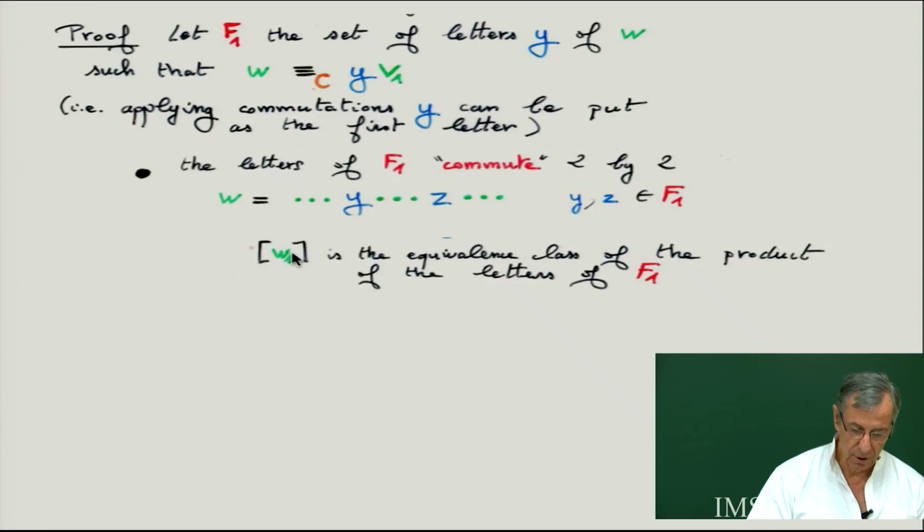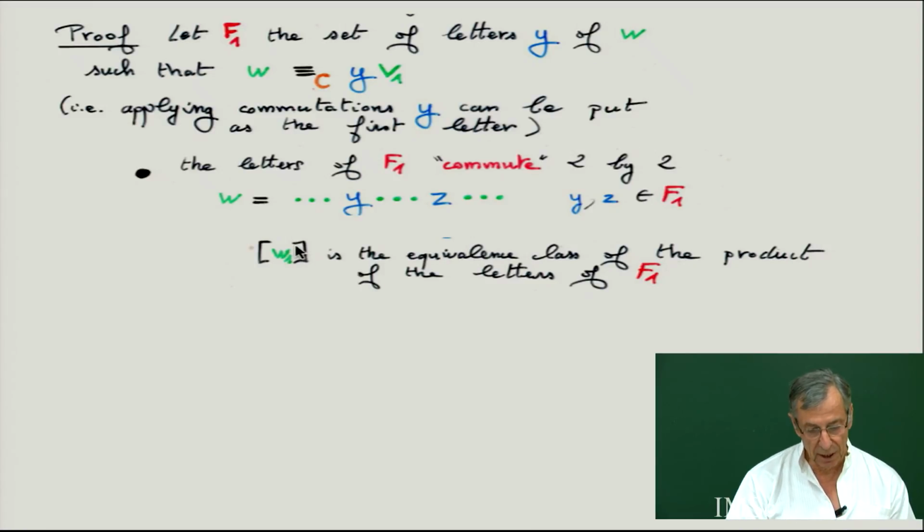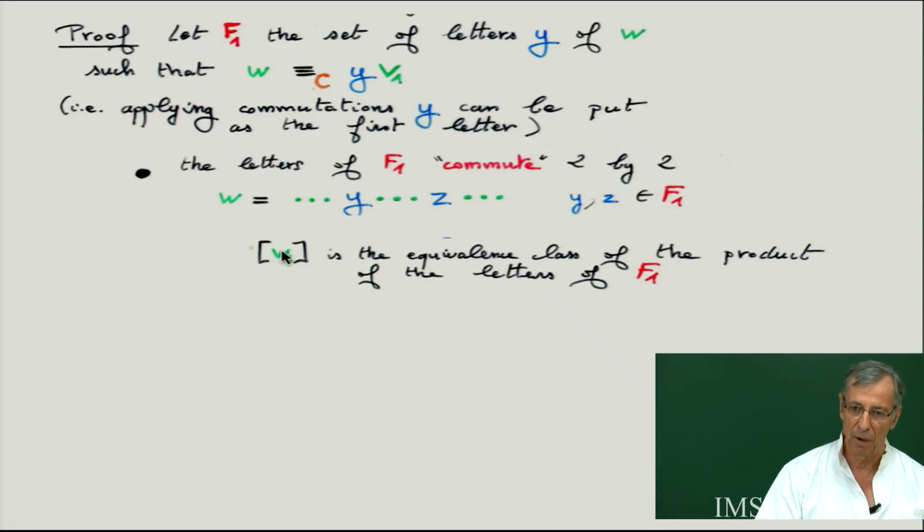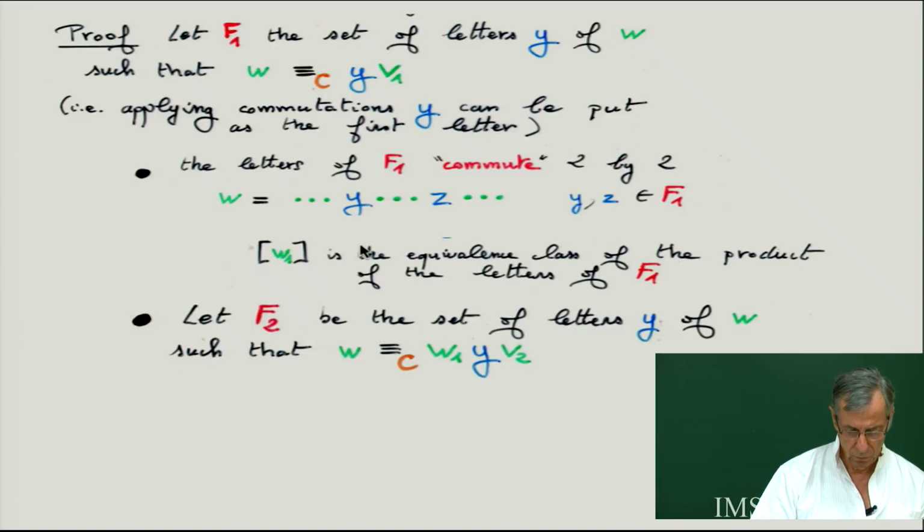And I call in bracket W1 the class of the product of all the letters in F1. So you see, the word W1 is not unique, but all the letters of the word W1 commute 2 by 2. So I take the product of all these letters. And then I can always write W equal W1 multiplied by something.